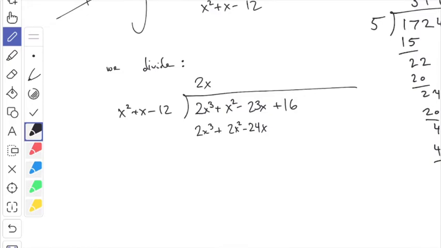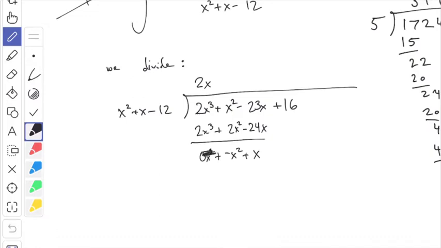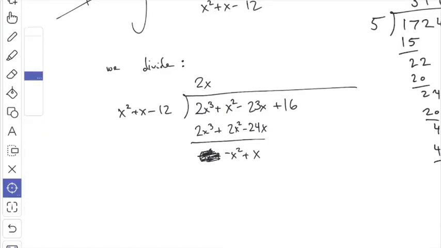And then we subtract. Just like in ordinary long division, subtract. 2x cubed minus 2x cubed, they cancel. That's like a 0x cubed. Plus x squared minus 2x squared, I guess is negative x squared. And then negative 23x minus 24x is plus x. All right. I probably shouldn't have written this 0x cubed. Let's just forget about that, right? You don't need to think about that anymore. All right, that's the subtracting step. And now we repeat the process. So I now am going to divide this into here.